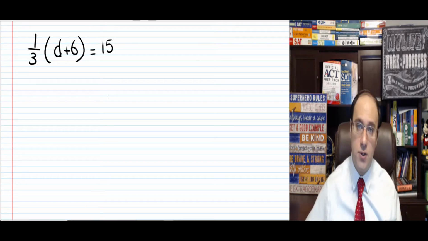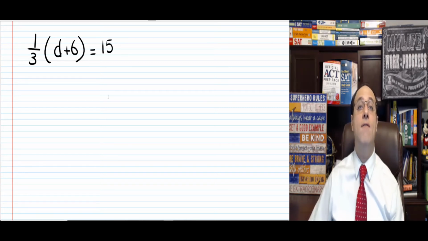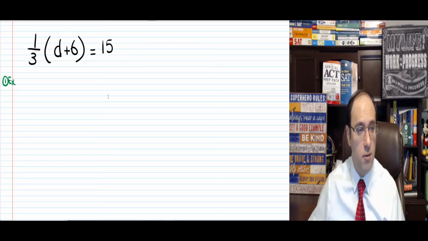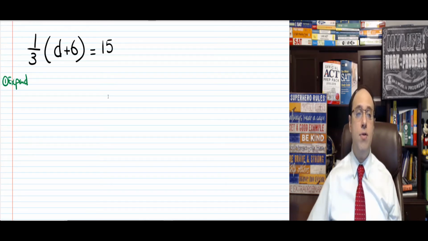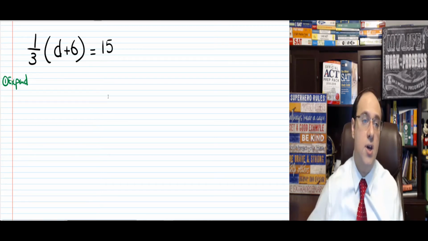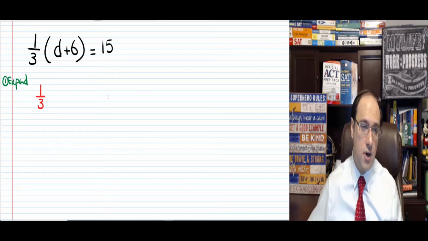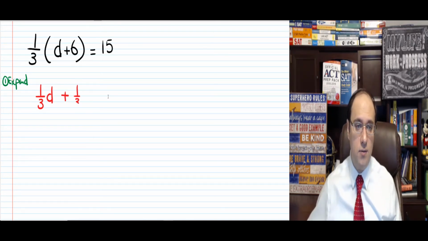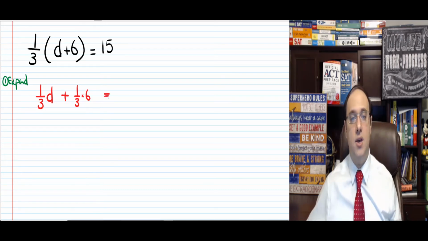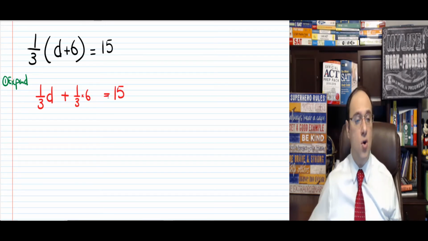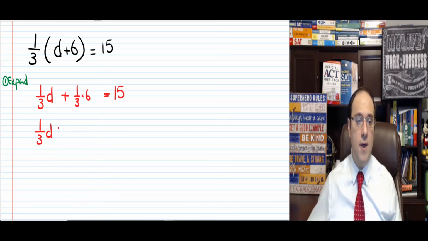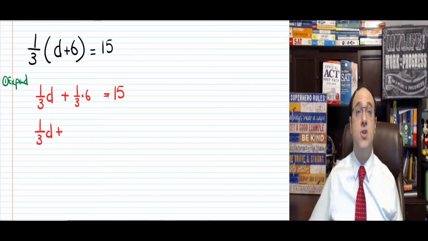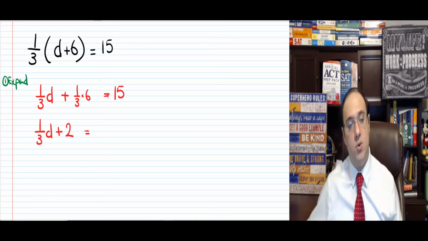Let's answer this. First of all, if you have parentheses on the left, if you have factors on the left, then you must first expand. So number 1, expand. 1/3 times d plus 6. So we do 1/3 times d, which is 1/3d, plus 1/3 times 6 equals the 15 as it is. 1/3 d plus 1/3 times 6 means 6/3. And 6/3 is 2 equals 15.